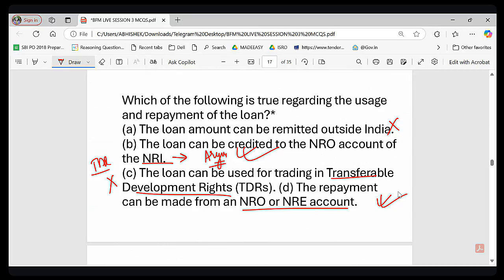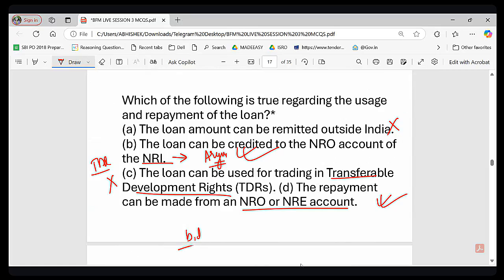So what we have seen, let's bring it all together. Option A is incorrect because the loan amount cannot be remitted outside India. It must be used within India. Option B is correct because the proceed of the loan can be credited to the NRO account of the NRI or PIO. Option C is incorrect because trading in TDR is not allowed under RBI guideline. Option D is correct because repayment of the loan must be made from inward remittance or from NRO, NRE, FCNR account of the NRI. So the correct answer is option B and D.